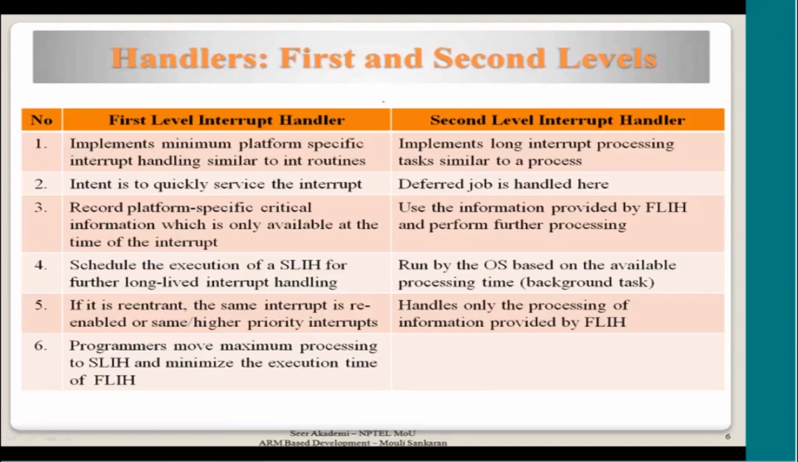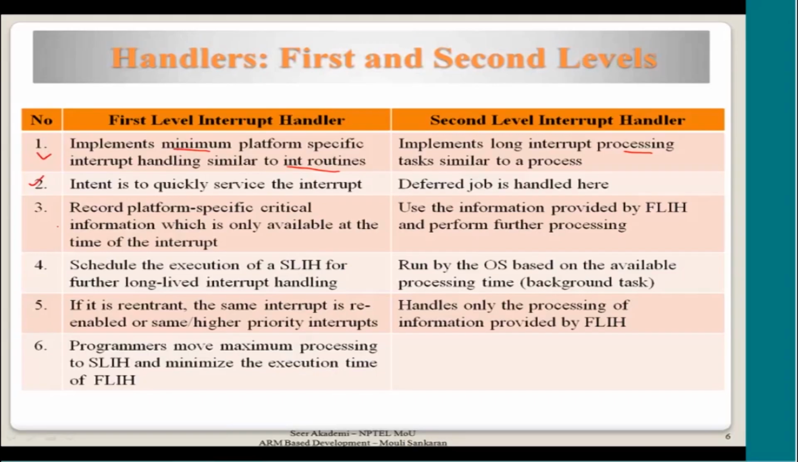So this implements a minimum platform specific interrupt handling similar to interrupt routines. That means receiving a character from the device and then copying it into the memory is a simplest minimum platform specific job. And then this implements long interrupt processing. That means processing the command is done by this second level. Intent is to quickly service the interrupt, correct? And then the deferred job is handled there.